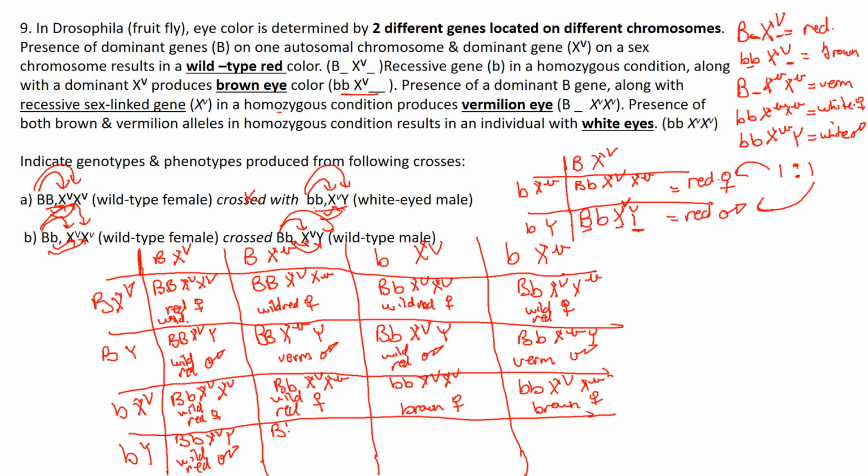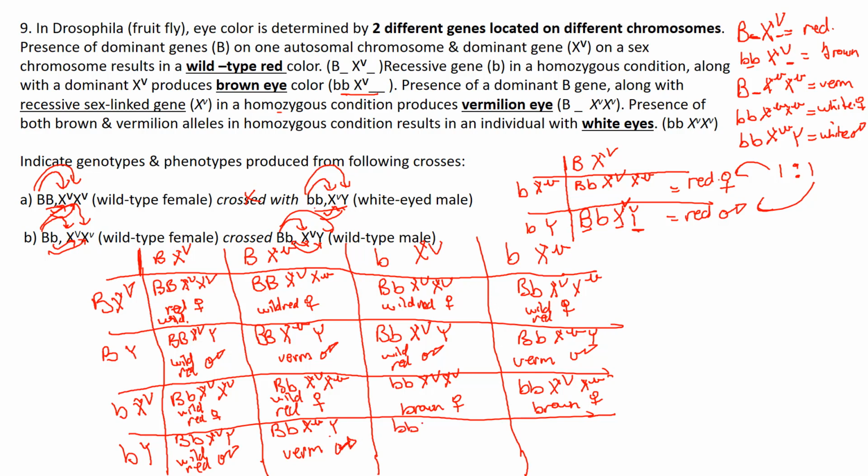Okay, capital B, little b, X with a little v and a Y. So if I have a big B with a little v, that's going to be vermilion. And because it has a Y, that's a vermilion male.